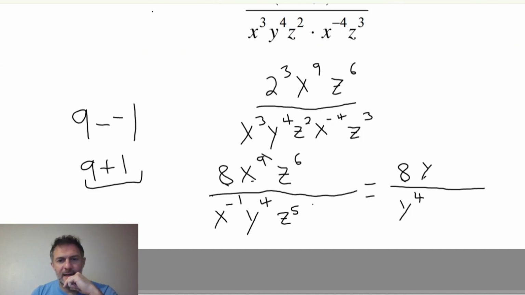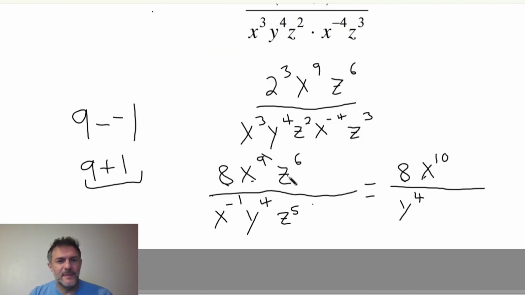I have an exponent of 10 up top with my x. Again, I did 9 minus negative 1. Now, it stayed up top because the 9 is the bigger number. 9 is bigger than negative 1. All positives are bigger than all negatives.